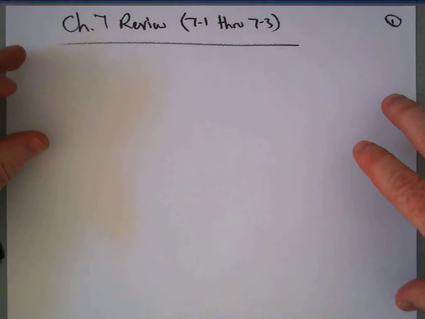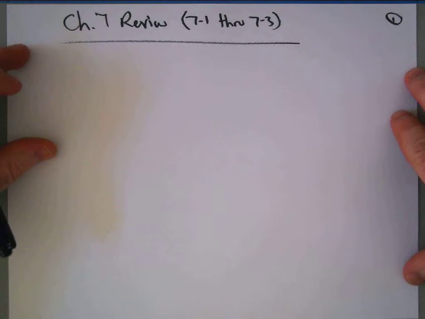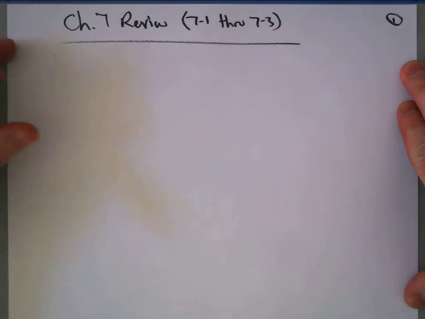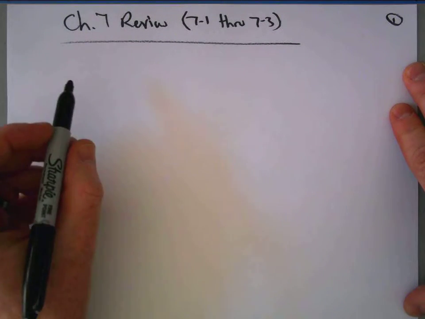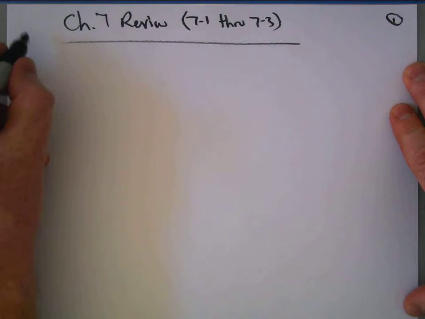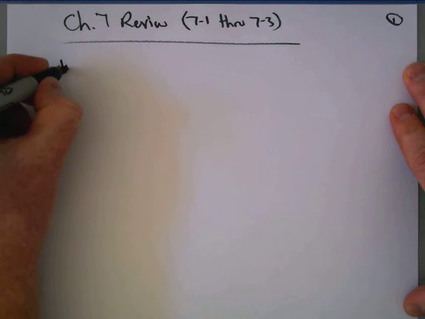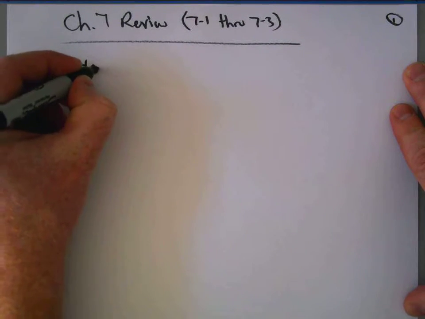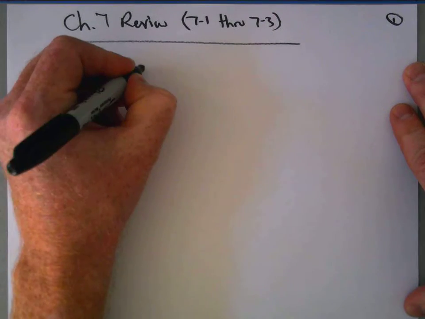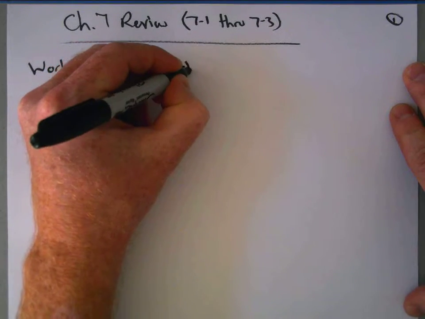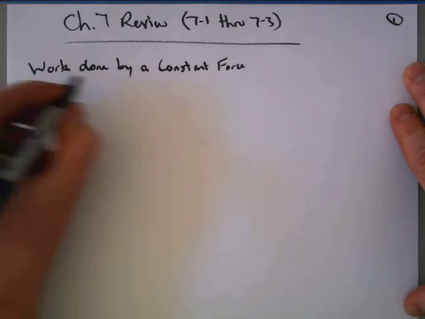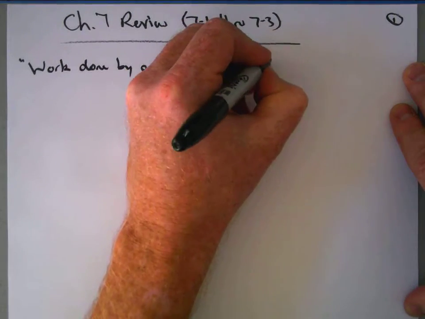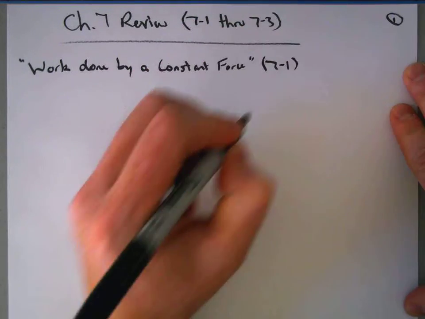I was going to put together a video that was a quick review of some of the main points that we find in Chapter 7. So here we go. First things first, work done by a constant force. There's just a couple things to keep in mind about this. This is 7-1, by the way.